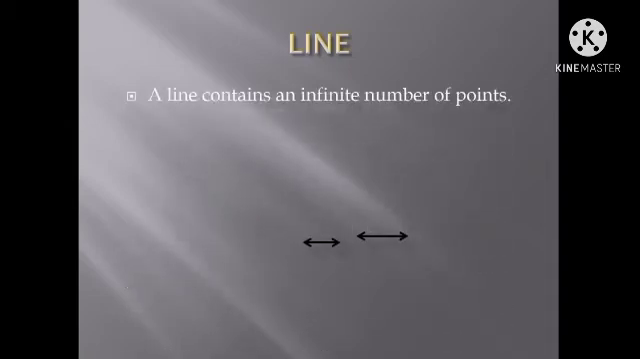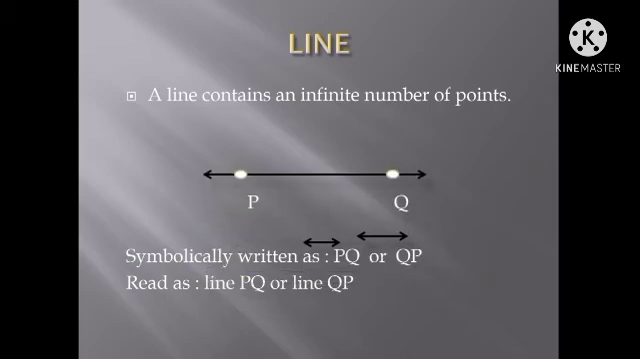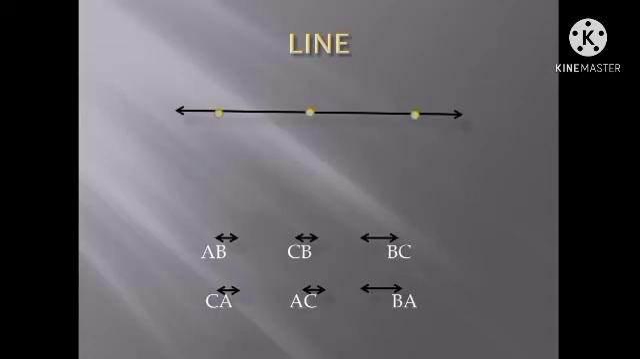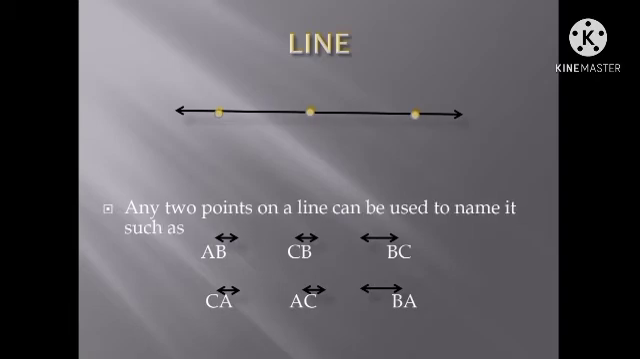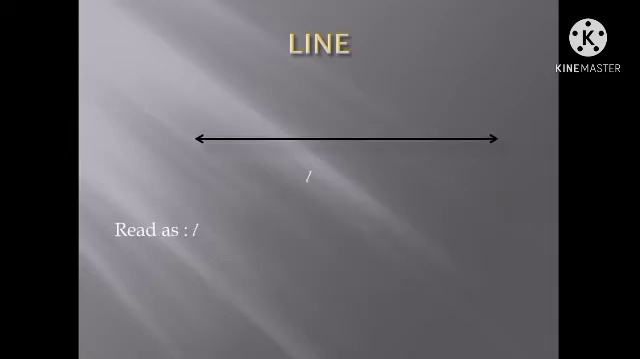Line. A line contains an infinite number of points. For example, here the line PQ is given. It can be read as line PQ or line QP. See here, any 2 points on a line can be used to name it. See, line AB, line CB, and line BC. Again line CA, AC, and BA.